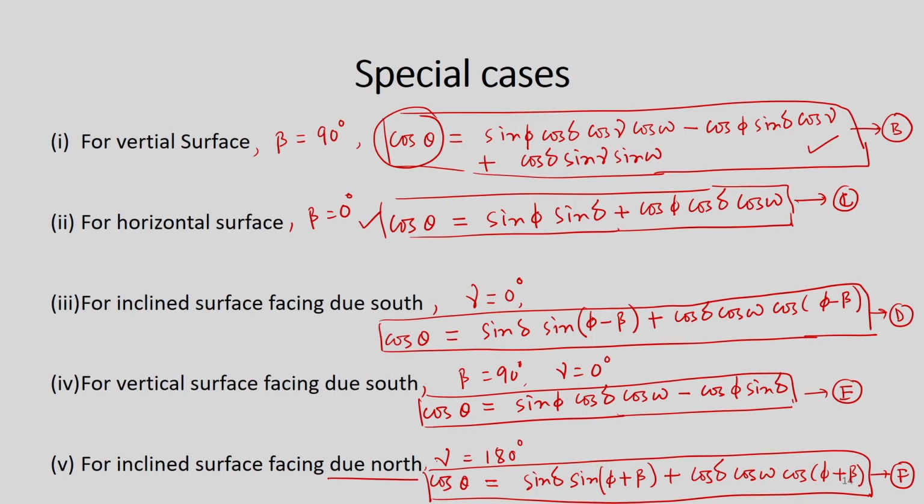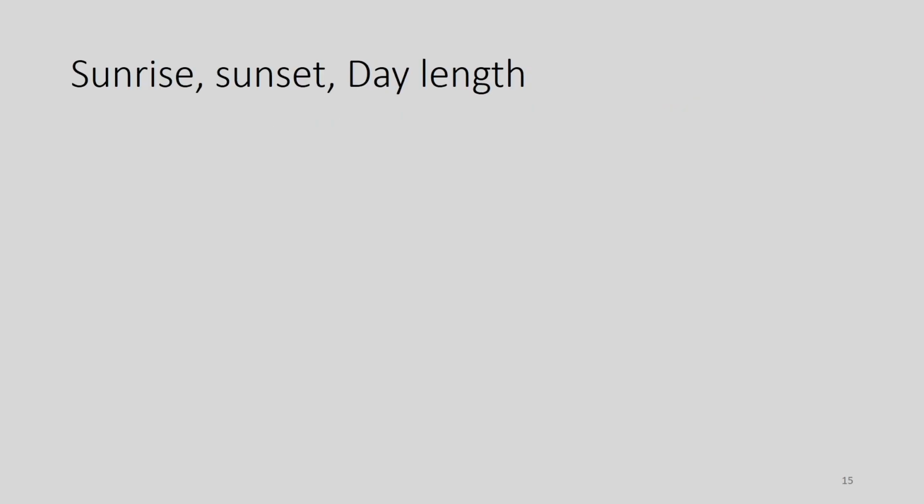Okay. So, now let us discuss sunrise, sunset and day length. At sunrise the sun's rays are parallel to the horizontal surface. If we take this earth, when the sun is here, sunrise is taking place, and the ray will be something like this, parallel to the horizontal surface.